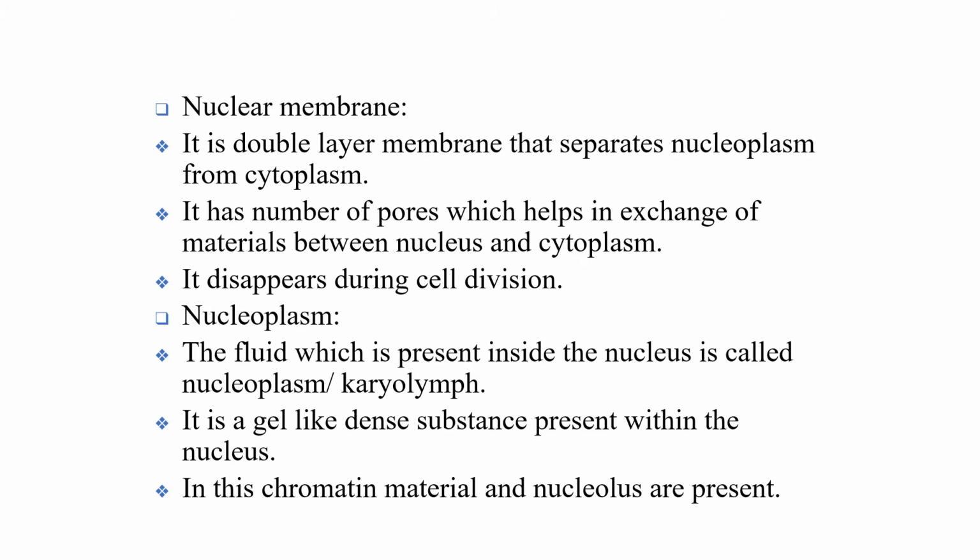Nuclear membrane is a double layer membrane and separates the nucleoplasm from cytoplasm. The material which is found in between nuclear membrane and plasma membrane is known as cytoplasm. In nuclear membrane, a number of pores are there. It helps in exchange of material between the nucleus and cytoplasm. Then it disappears during cell division. Nucleus disappears during cell division.